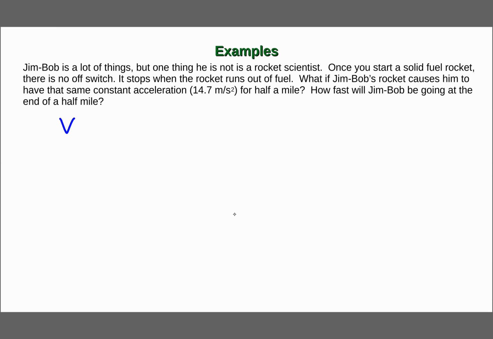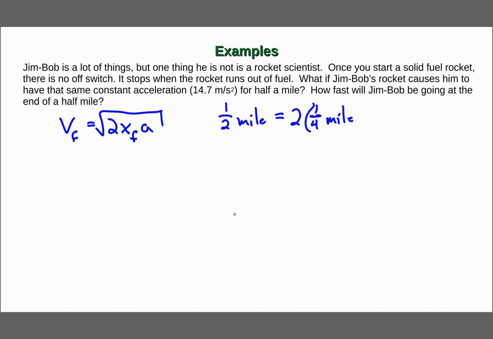So remember, our answer for how fast Jim Bob was going at the end of the quarter mile was V final equals the square root of 2 x final times a. So we can use that to solve this problem. So now we want to know at a half mile. 1/2 mile equals 2 times 1/4 mile. So x final goes to 2 times x final. We're going to go twice as far.